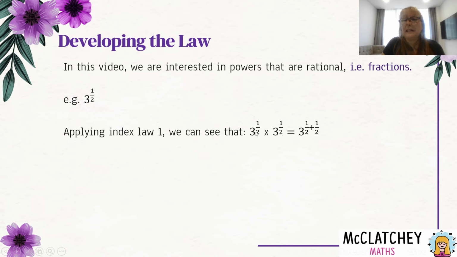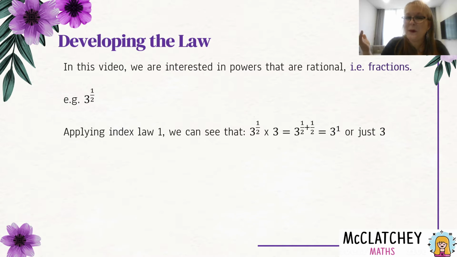So using index law 1, if we've got the same base, which is 3, my rule is if I've got times in the middle, I'm going to add the powers. And we know that a half plus a half makes a whole, which would be 3 to the power of 1, or just the number 3. I think you might be able to see where I'm going with this.